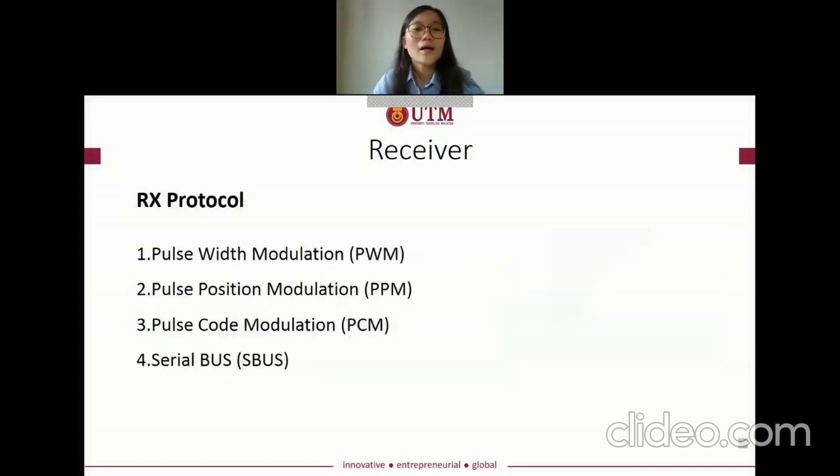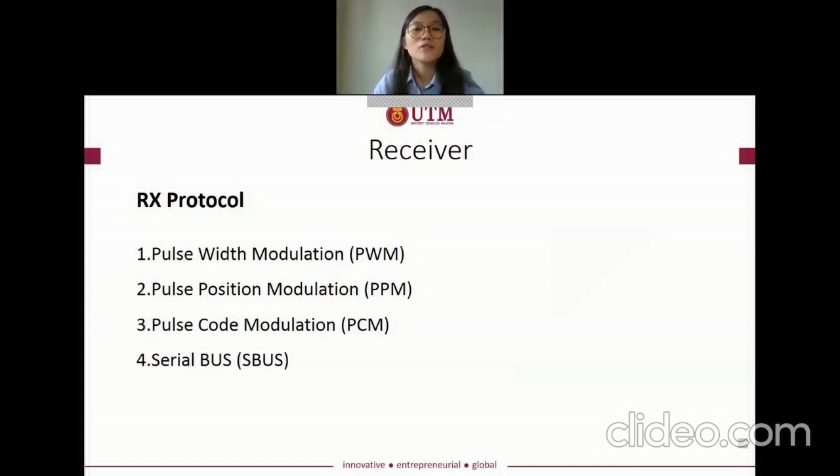The universal RF protocols include PWM, PPM, and PCM. PWM is an analog signal where the pulse length indicates the servo output or throttle position. Usually, the length of the signal normally varies between 1000 microseconds and 2000 microseconds. However, this protocol is becoming less popular due to massive wiring, especially when more channels are required.